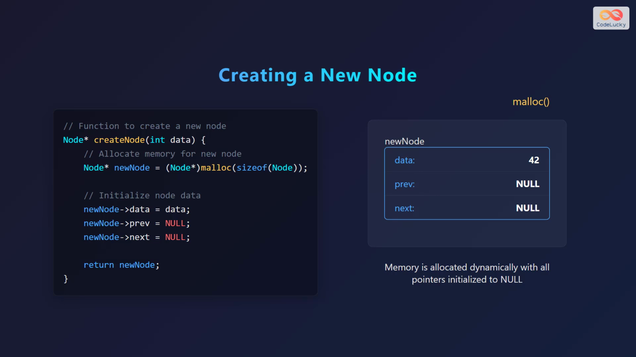The previous and next pointers of the new node are set to null, indicating that it is initially not connected to any other nodes. Finally, the function returns a pointer to the newly created node, allowing it to be linked into the list.